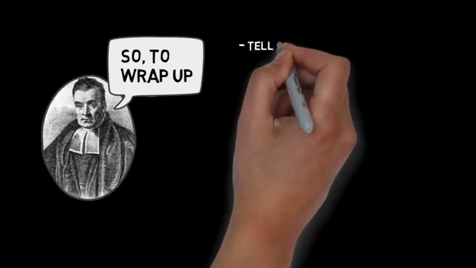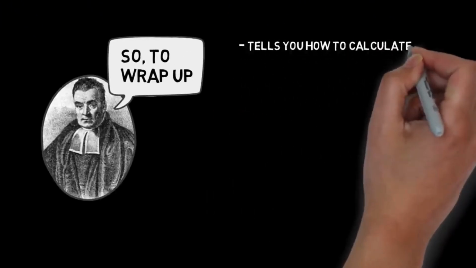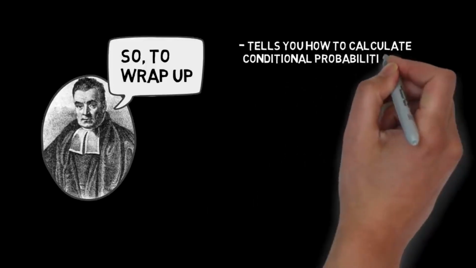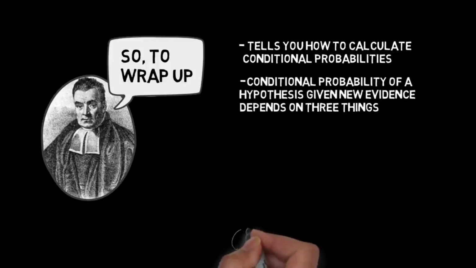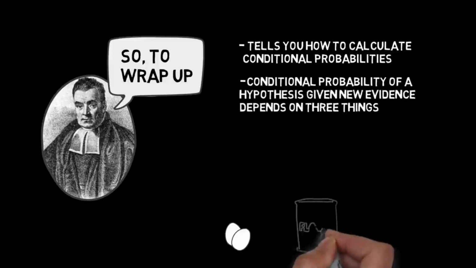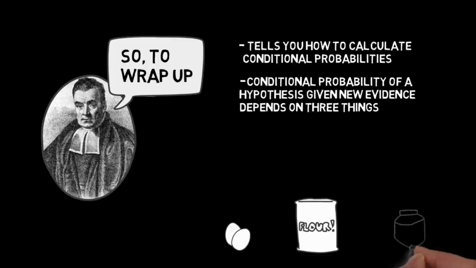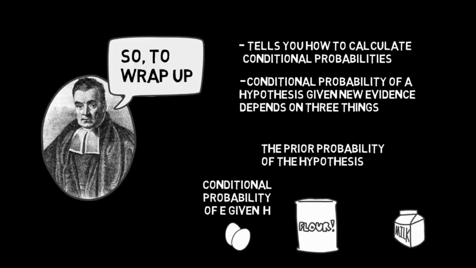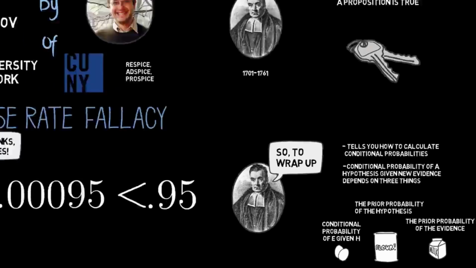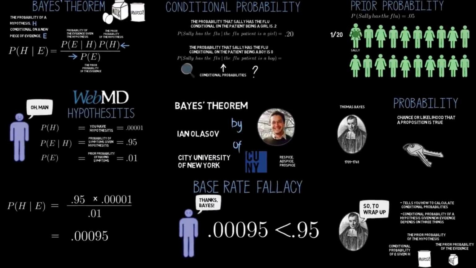Wrapping up then, Bayes' theorem is a formula that tells you how to calculate conditional probabilities, or the probability you should assign to some hypothesis given a piece of evidence. Even if you forget the formula, though, try to remember that the conditional probability of H given E is determined by 3 things: the conditional probability of E given H, the prior probability of H, and the prior probability of E. If you leave one of those 3 things out, you don't have a complete picture.